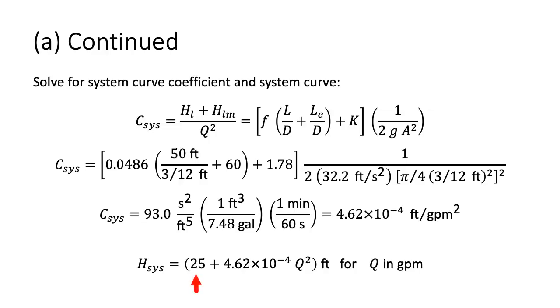Finally, substituting in our total elevation change and system curve coefficient, we get a simple parabolic curve for the system curve as shown. Note that because we want to plot head versus flow rate in gallons per minute, we converted the coefficient to units that make this calculation more convenient. This also makes our result a dimensional equation, thus the flow rate must be in gallons per minute and the resulting head will be in feet.